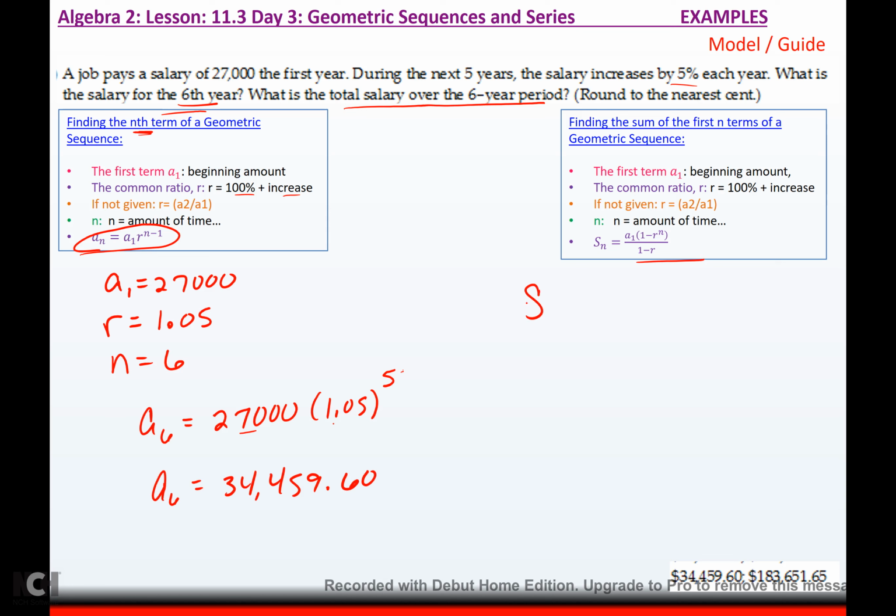What will he make total, summing up all 6 years? Well, I use this formula, which will be 27,000 times 1 minus 1.05 to the 6th, all over 1 minus 1.05. You can try typing all of that in at once. I don't trust my calculator. I don't trust either one of the two. 1 minus 1.05 caret 6 is that, times 27,000. Enter.